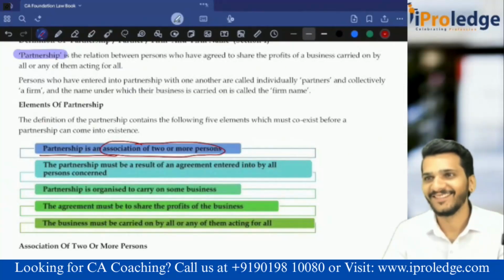200. Because small company is a private company. Public company 200. Public company unlimited.